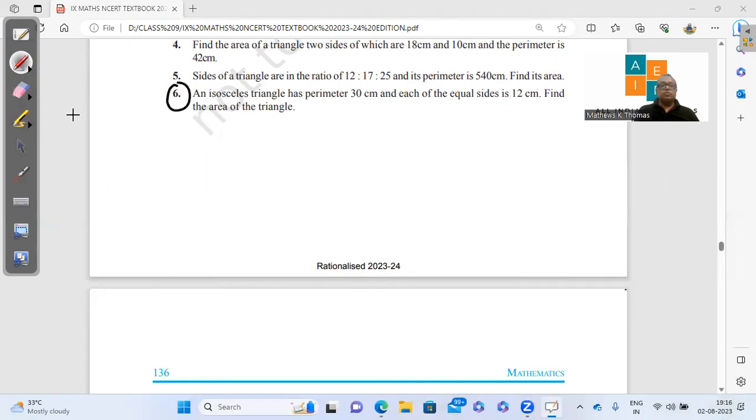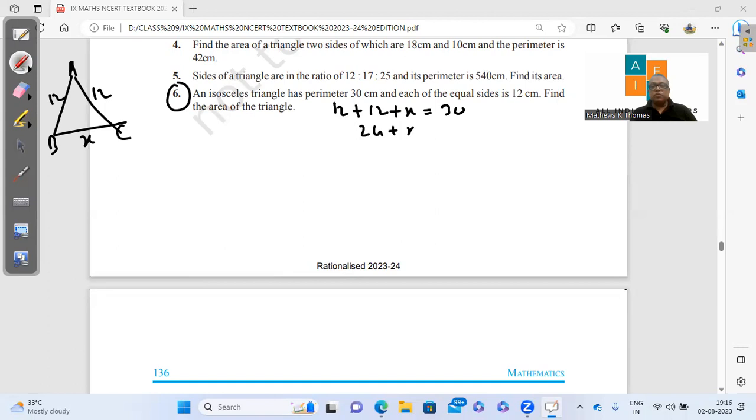Now we'll go to question number 6, the last question. The isosceles triangle has a perimeter of 30. Each equal side is 12. So let us assume the equal sides AB and AC is 12. The third side we are assuming X. So 12 plus 12 plus X is 30. The perimeter is 30. The third side is unknown. So 24 plus X is 30. X will be 30 minus 24. X will be 6.